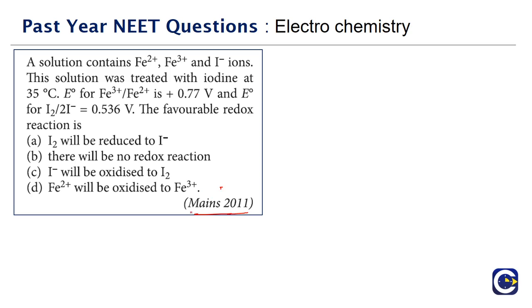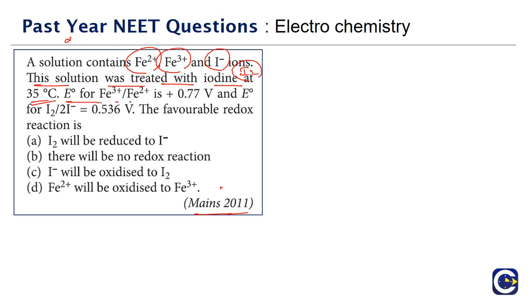Next we have a question that has come in Mains paper 2011. A solution contains Fe2+, Fe3+ and I- ions. What is there in the solution? The solution contains Fe2+, Fe3+ and I-. This solution was treated with iodine at 35 degrees. Means we are treating this with iodine. So there are Fe2+ ions, Fe3+ ions, I- ions and I2 also.